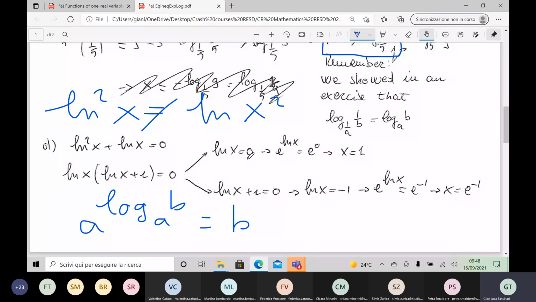So you can write e to the power ln of x equal to, since we take the exponential transform with basis e of the first-hand side, you have to take the exponential transform with basis e of the second-hand side, so e to the power 0. But guys, look, a to the power logarithm with basis a of b is b. Here, e to the power ln of x, meaning logarithm with basis e of x, will be equal to x, the argument. e to the power 0 is 1. So you see, we solved it easily.